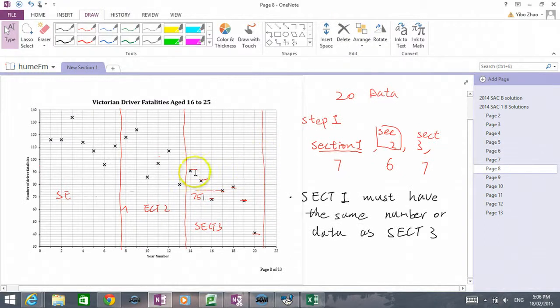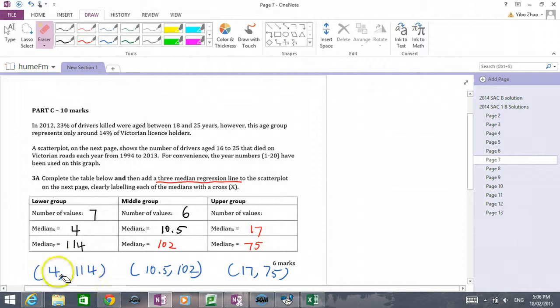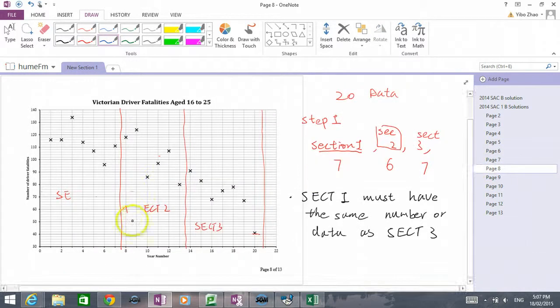Let's write down here. Let me erase the rest. Let's put them there. The first point is 4 and 114. So what I do is I find number 4, and I go horizontally to 4, then I go up to 114. So 100 is here, 114 should be this point. I label it with a big dot.